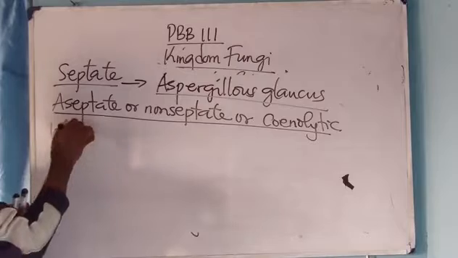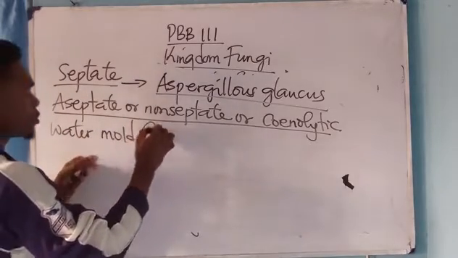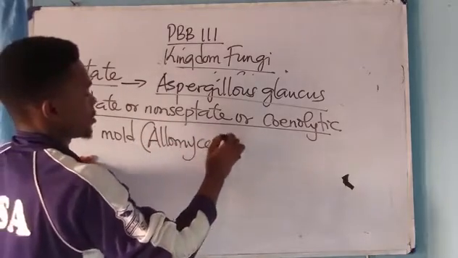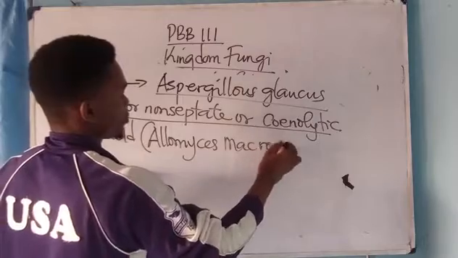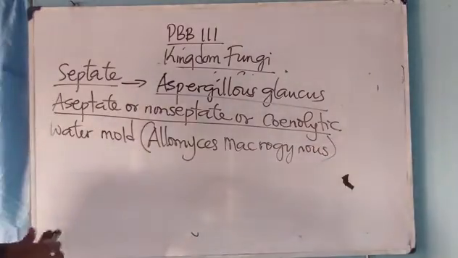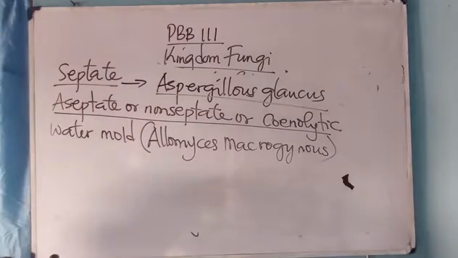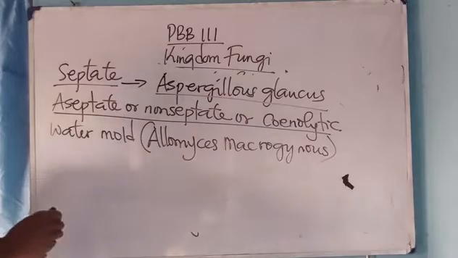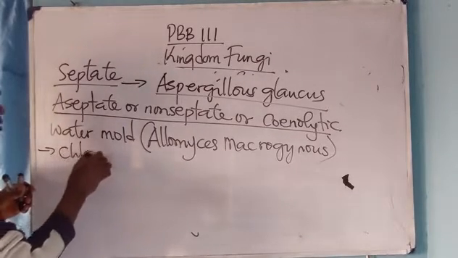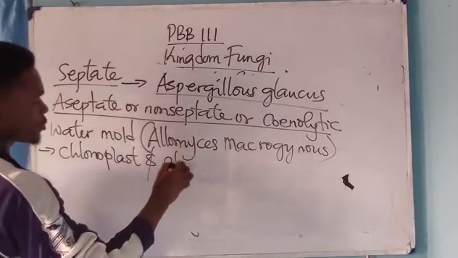The water mold called Allomyces macrogynus. It possesses what? Aseptate hyphae. Now, these organisms, they do not have chloroplasts, and of course automatically do not have what? Chlorophyll.